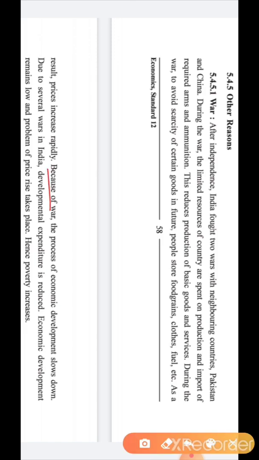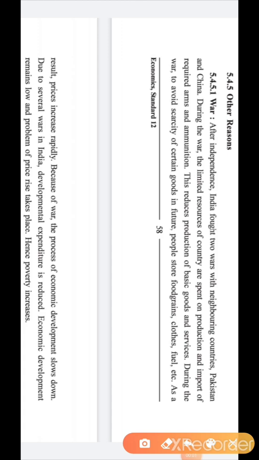Because of war, the process of economic development slows down. Due to several wars in India, developmental expenditure is reduced, economic development remains low, and the problem of price rise takes place, hence poverty increases.